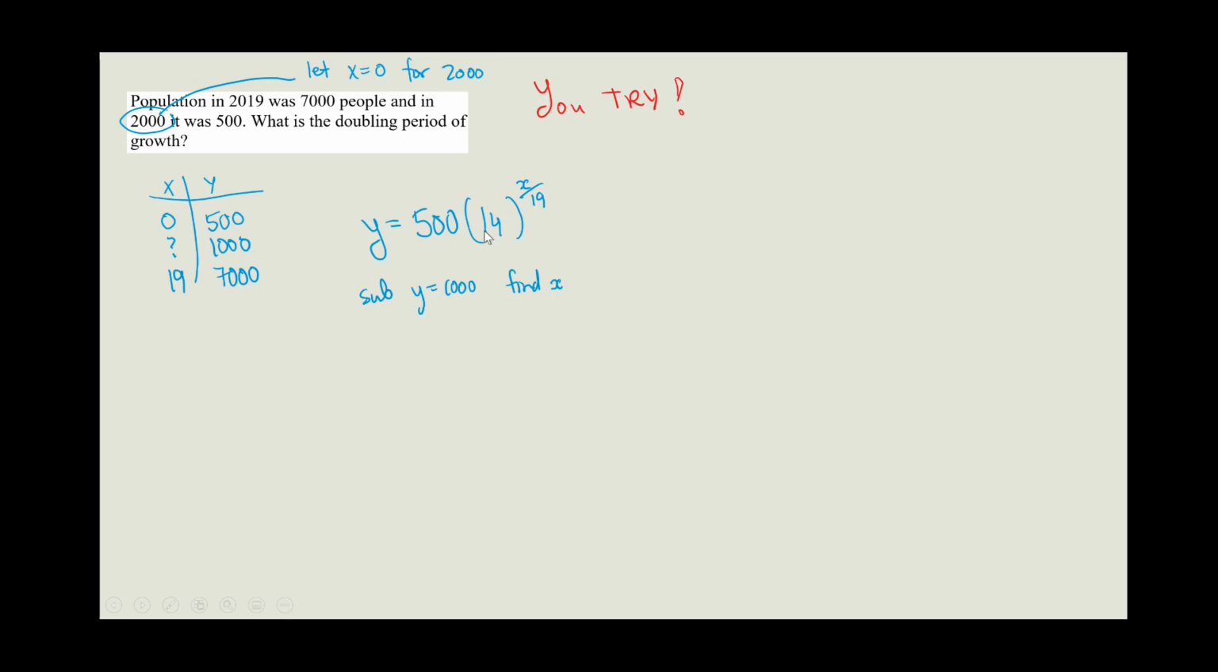And then the only thing left is to find out what x is if y is 1,000. And so when you do that, you will solve it and get the result.